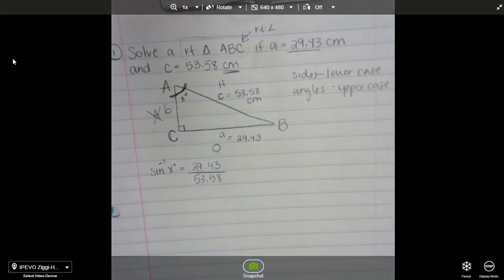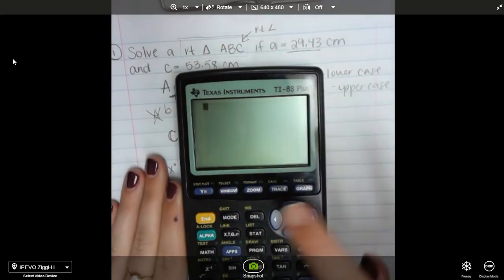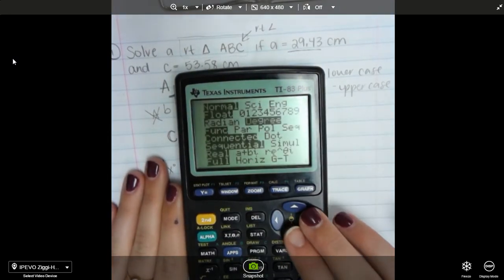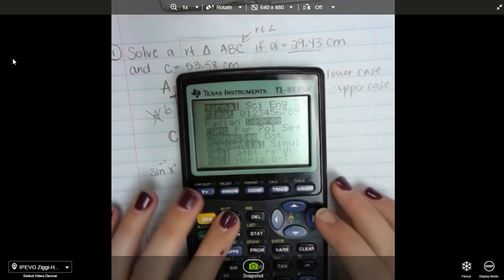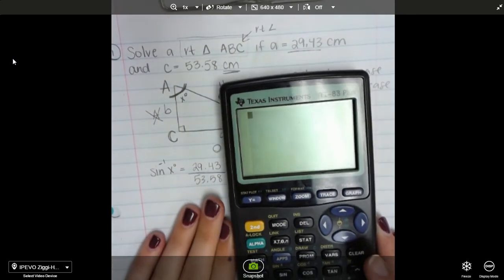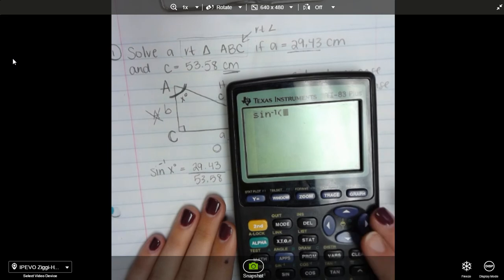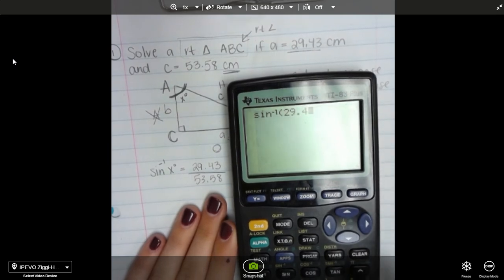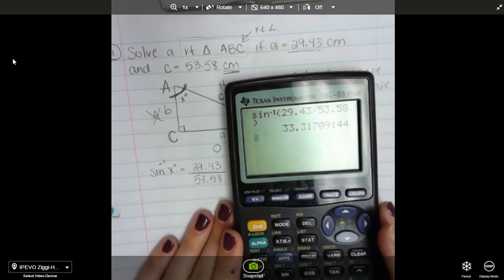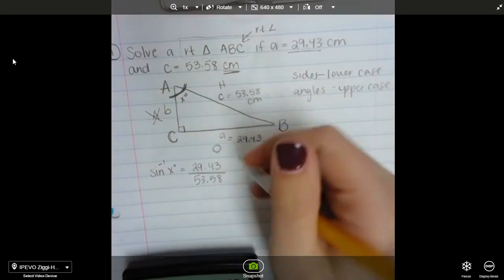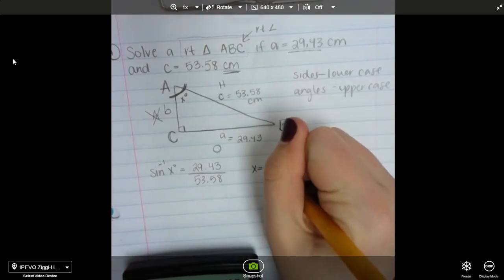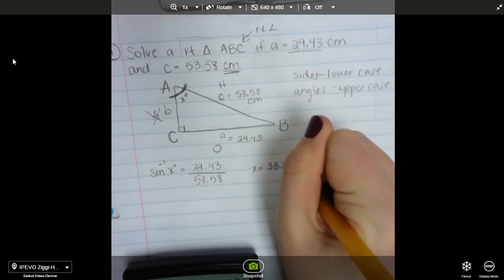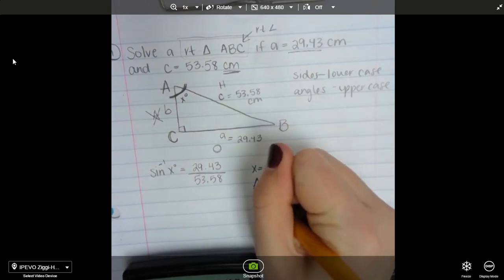Remember, anytime we're trying to find angles, we are looking at inverse. So when you get your calculator, remember you always want to check your mode, make sure you are in degrees, or else your answer will be very wrong. And then we're going to type in second sine, so it's an inverse, 29.43 divided by 53.58, and we get 33.317 degrees. And that is our angle A.